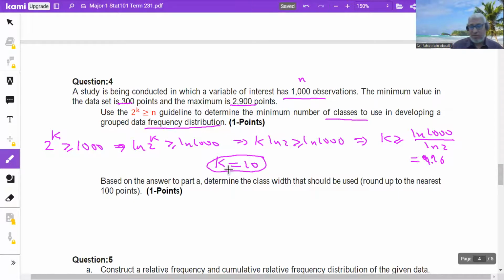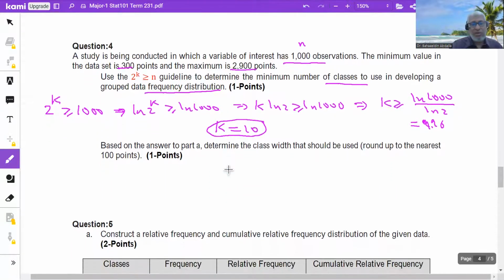Notice that you have to choose an integer. A decimal is not good here because this is a number of classes. So 10 classes, this would be the answer.